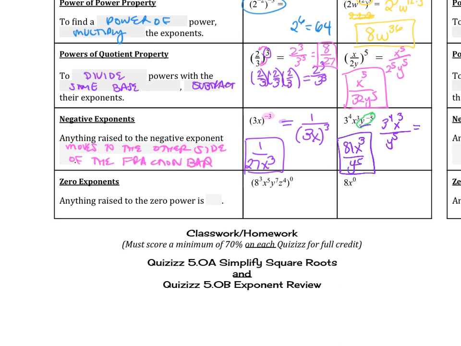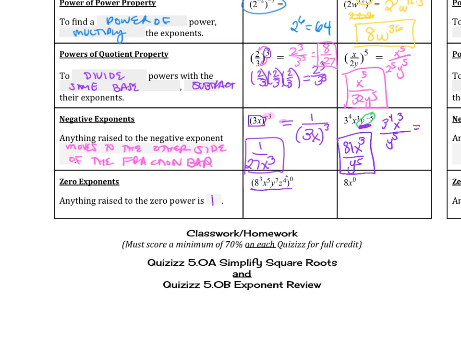Okay, so again, note that only the one that the -5 is attached to is going to move, not the whole thing. It only moves the whole thing if there's a parenthesis around it, like this example. Now the last one, 0 exponents. Anything raised to the 0 power is, hopefully you said 1 and not 0. So anything raised to the 0 power is 1. And so in this case here, we have 8 cubed times x to the 5th times y to the 7th times z to the 4th, all raised to the 0 power.